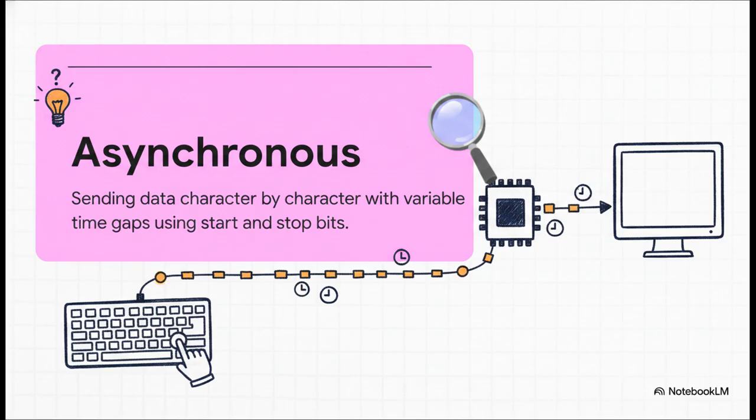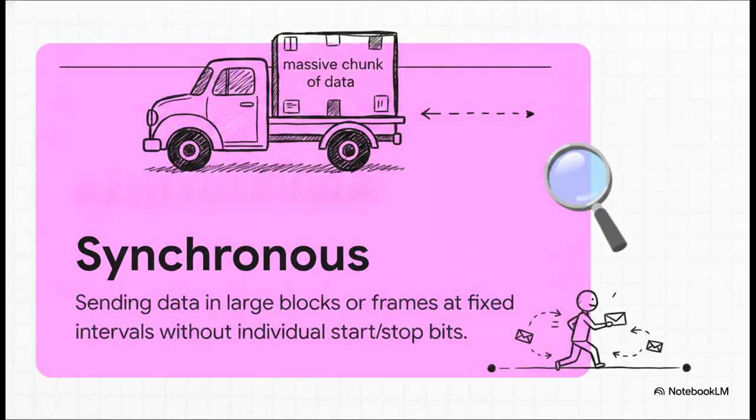Imagine typing on a keyboard, right? You press a key, the data goes instantly, but then you might pause for 10 seconds before pressing the next key. Because that timing is totally unpredictable, the computer literally has to wrap every single character in extra start and stop bits. That way, the receiver knows exactly where a specific piece of data begins and ends, which builds into a much more efficient method called synchronous transmission.